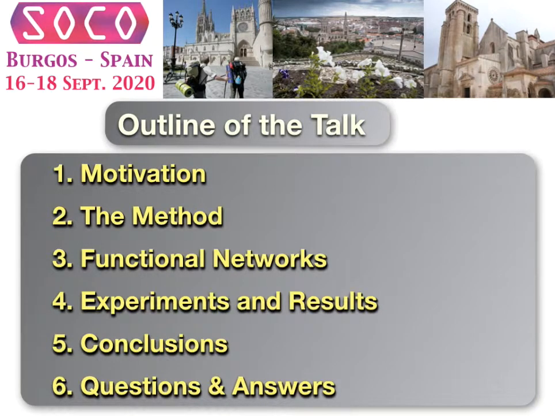Well, this is the outline of my talk. First of all, I will talk about the motivation of this work, then about the method used to solve the problem. Then I will explain a little bit about the functional networks. Then I will proceed with the experiments and results, then the conclusions, and finally questions and answers.